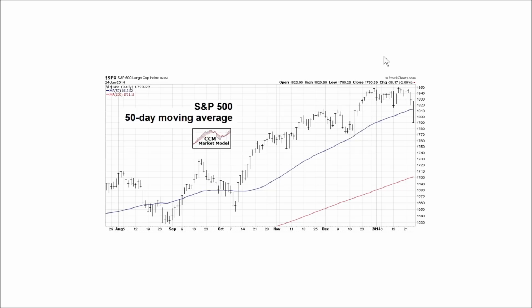Break of a trend line, lower low here, lower low here. This is starting to look like a downtrend potentially. We've got a close below the 50-day moving average. It appears as if it's flattening out. If it rolls over, that will also check additional negative boxes in the CCM market model.